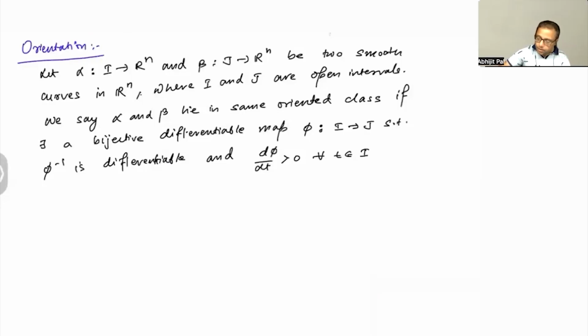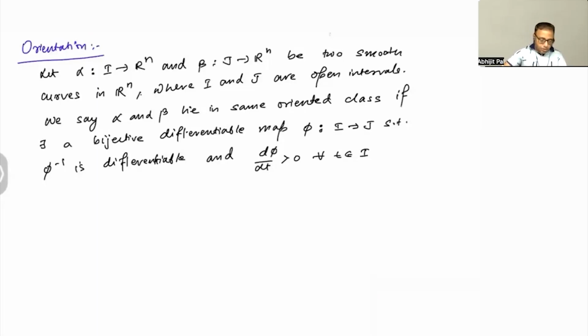So if I take all curves in Rn defined on open intervals and make a relation, alpha is related to beta if there exists a bijective differentiable map phi from one interval to another interval such that d phi dt is greater than 0, then that relation will be an equivalence relation.